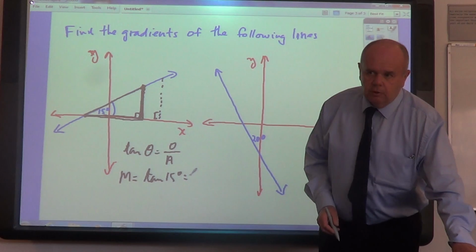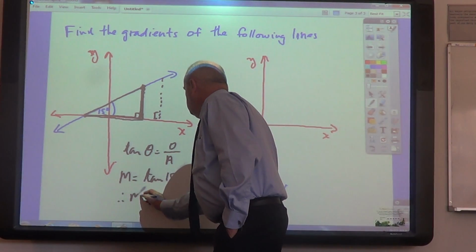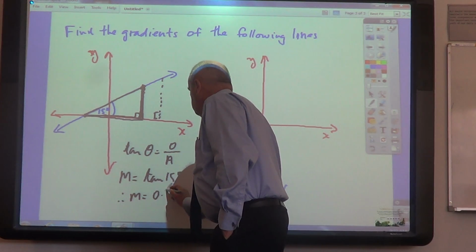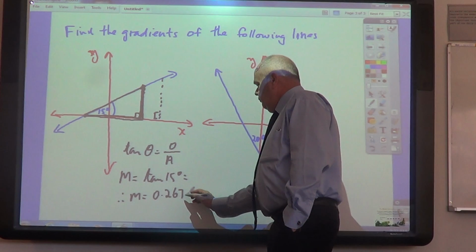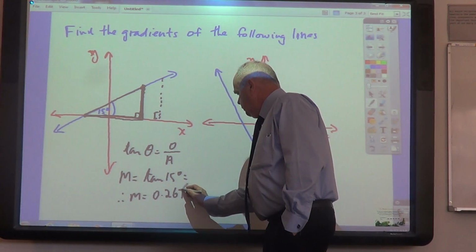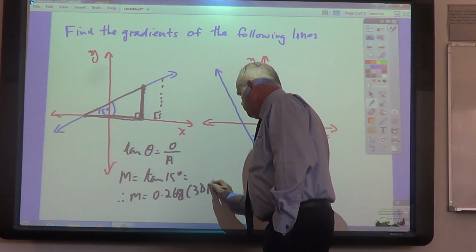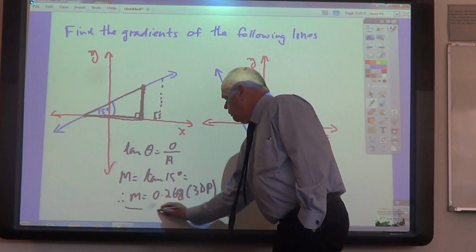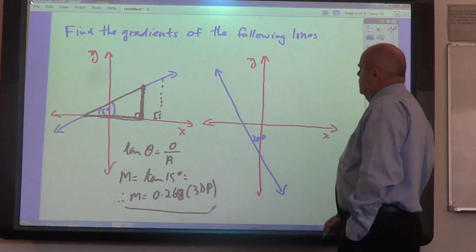So can someone please tell me what tan 15 is? 0.267. And it goes on for quite a while, I expect. So is that rounded correct to 3 decimal places? 0.268. Yeah. And we would say in brackets to 3 decimal places. Okay? So, that's our gradient. Let's have a look at this one.